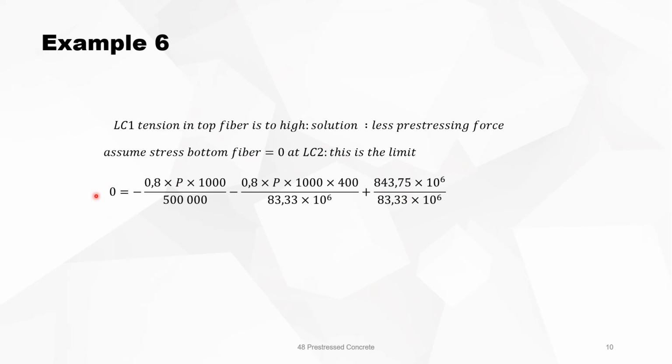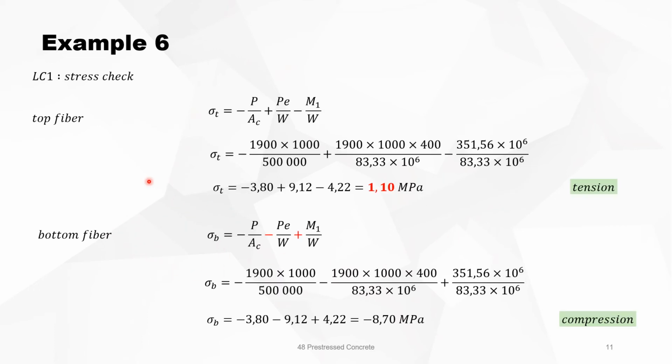So we take load case 2 and the bottom fiber. We put this equation to 0 and calculate P. So we know the pre-stressing force must be bigger than 1861 kilonewton. So we take 1900. And then we do the check again.